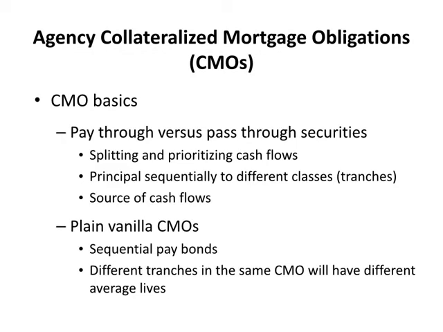A number of different classes of bonds, known as tranches, have been issued in a single CMO offering. Investors in the different tranches will be receiving or earning some interest. However, unlike pass-through securities where each investor in the same security gets the same interest rate, the same pass-through rate, investors in different tranches of the same CMO may be earning different rates of interest.